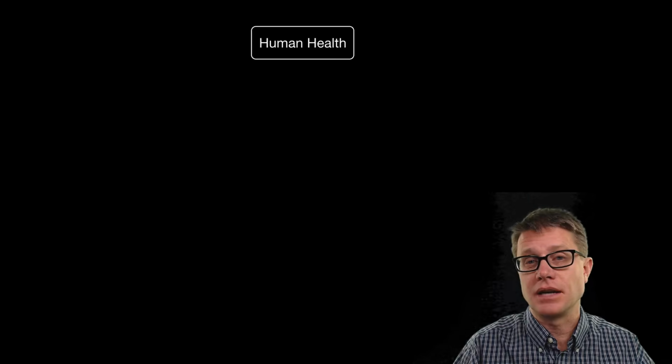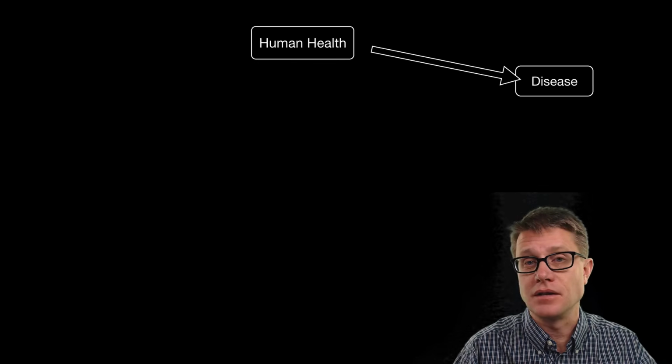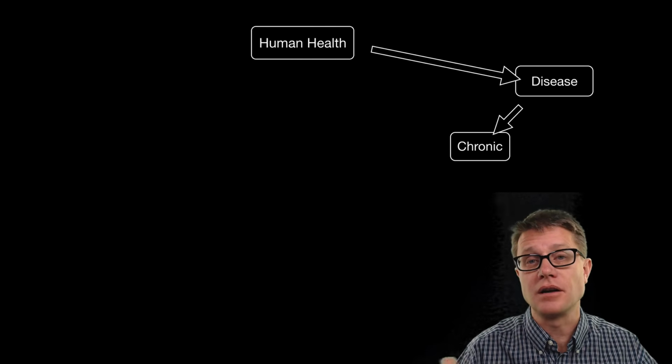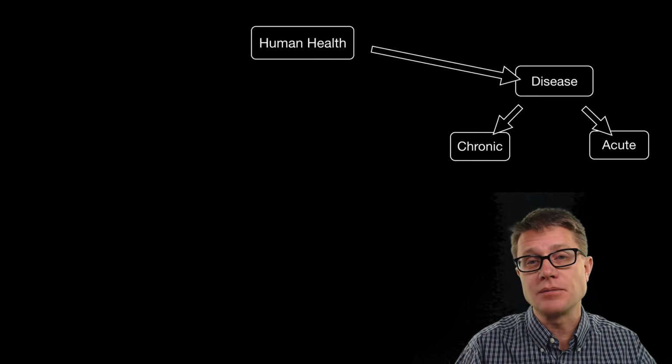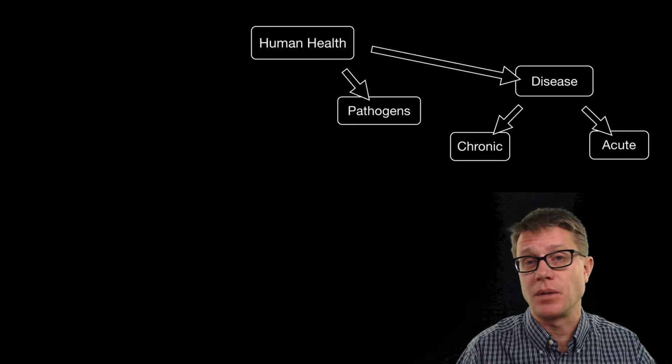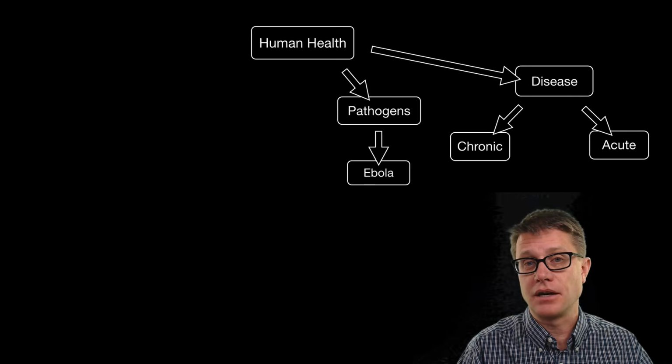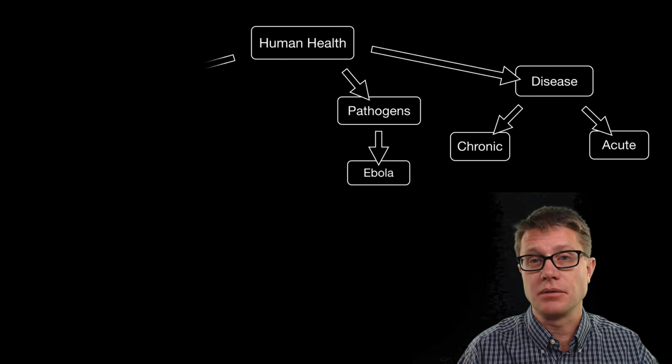And so anything that negatively impacts human health is a disease. It could be a chronic disease. It takes a long time to develop, or it could be acute. It develops very quickly. It can be caused by many different things. Disease could be caused by pathogens like viruses and bacteria. An example could be the Ebola outbreak in Western Africa. That would be an acute disease. It comes on very quickly and it's caused by an Ebola virus.